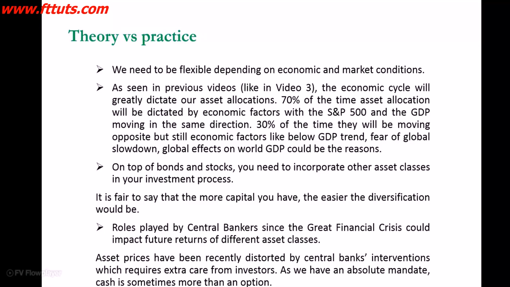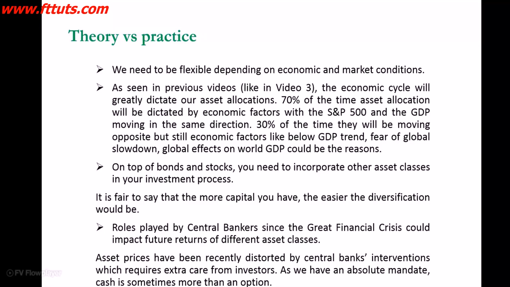As seen in previous videos, like in video number 3, the economic cycle will greatly dictate our asset allocation. Here, 70% of the time, as we saw before, asset allocation will be dictated by economic factors, with the S&P 500 and the GDP moving in the same direction. But 30% of the time, they will be moving opposite. But still, economic factors like below GDP trend or fear of global slowdown, global effects on world GDP could be the reason. So always keep in mind the 70-30%.